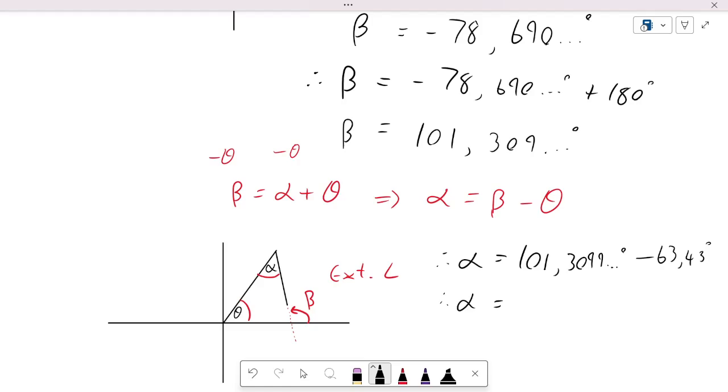What happened to my answer? Minus 63.43. And that is just going to be equal to 37.88 degrees. And that is our value of alpha.